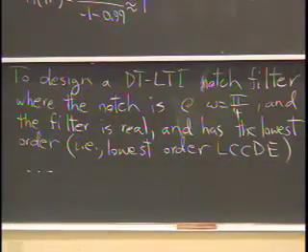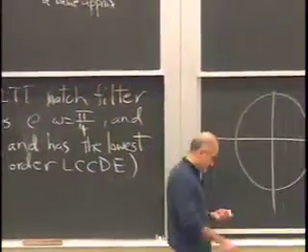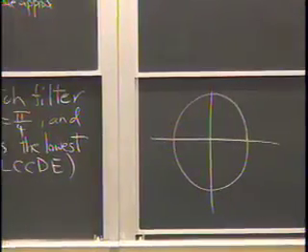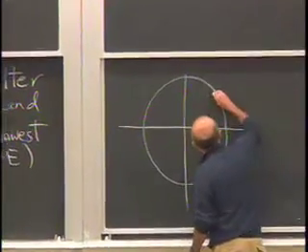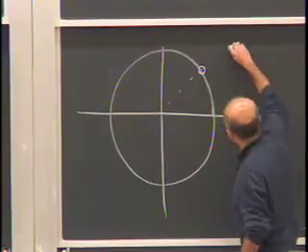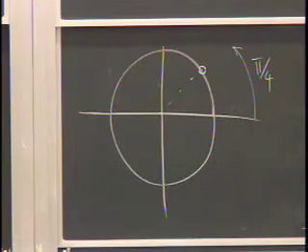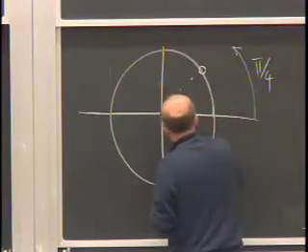Let's play complex tic-tac-toe. I want you to tell me where to put the X's and where to put the O's. Where do I put the first O? E to the i pi over 4. That's right here. This is pi over 4. Where does the next O go? Negative pi over 4. It's the complex conjugate.